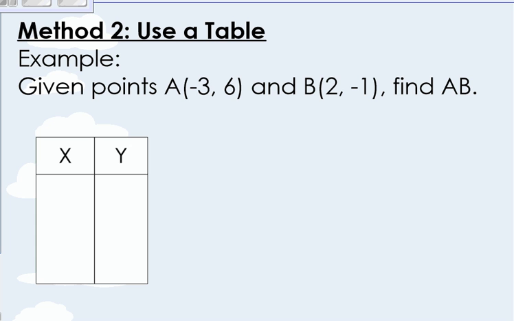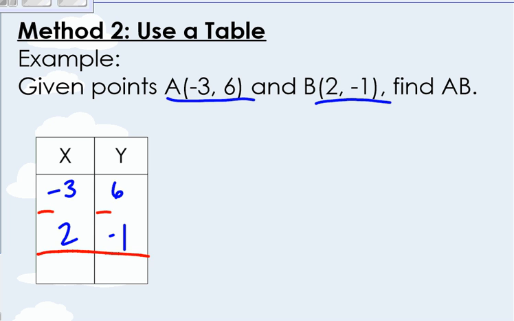The second one is by using a table, and it's going to function very similar to that slope table that you learned last year. So we're going to take both of our points, A and B, and plug them into our chart. So we got negative 3, 6, 2, negative 1. And the key is that we're subtracting. So we're taking the difference between the 2 points. So we've got negative 3 minus 2, which gives us negative 5, and 6 minus negative 1, which gives us 7. Again, negatives don't really matter because when we square them, we get a positive.